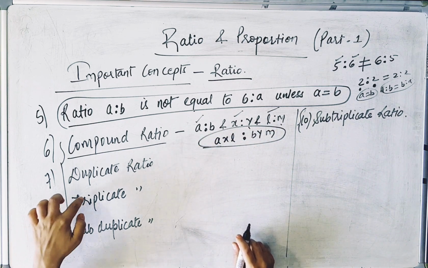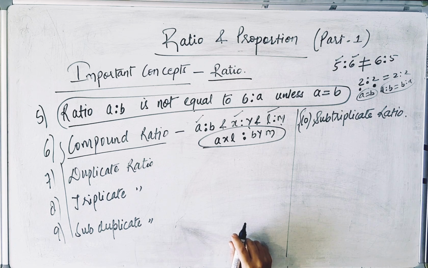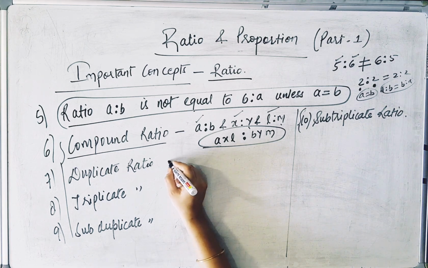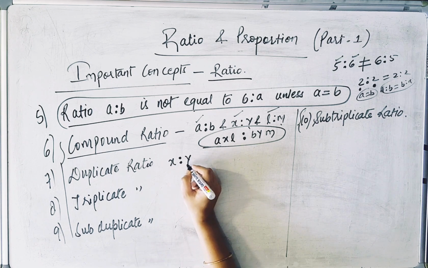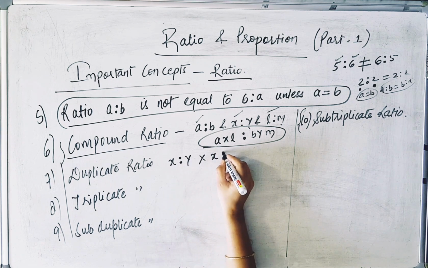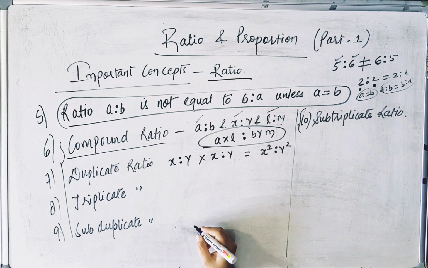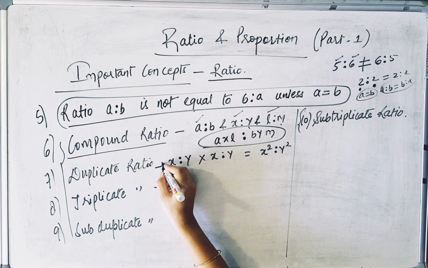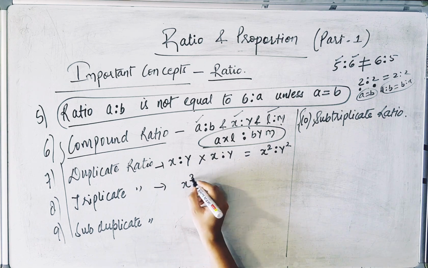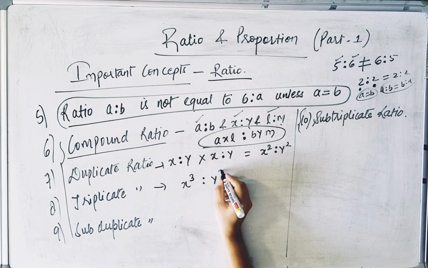Now if they are saying duplicate ratio, what is a duplicate ratio? We multiply the same ratio twice. Like if I have x is to y, then x is to y into x is to y. So this is the duplicate ratio. Similarly, if I have to find the triplicate ratio, it will be x cube is to y cube.